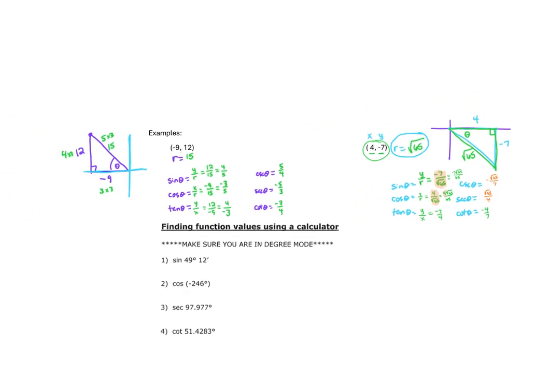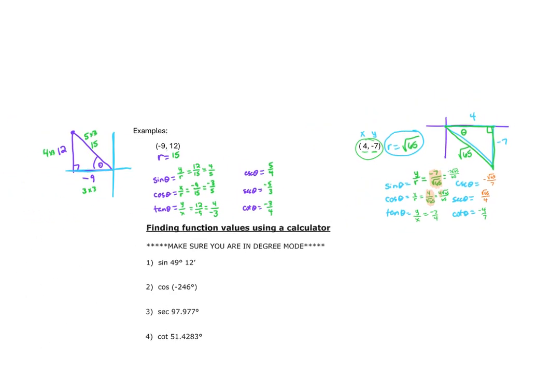Memorize, please do flashcards, whatever it takes to get memorized to those ratios. Sine ratio is y over r. The cosine ratio is x over r. Tangent ratio, y over x.